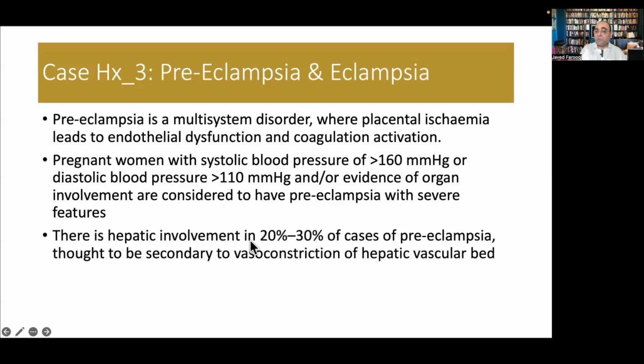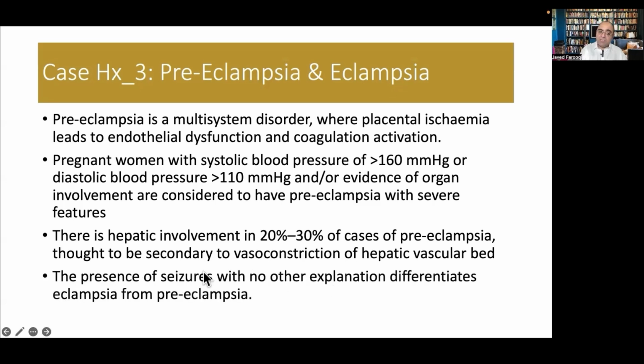There is hepatic involvement in 20 to 30% of cases of preeclampsia. Not all patients with eclampsia have hepatic involvement, but 20 to 30% of these develop hepatic involvement. And this is thought to be secondary to vasoconstriction of the hepatic vascular bed. The presence of seizures with no other explanation differentiates eclampsia from preeclampsia.